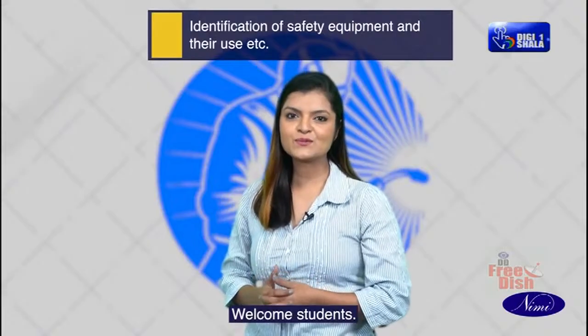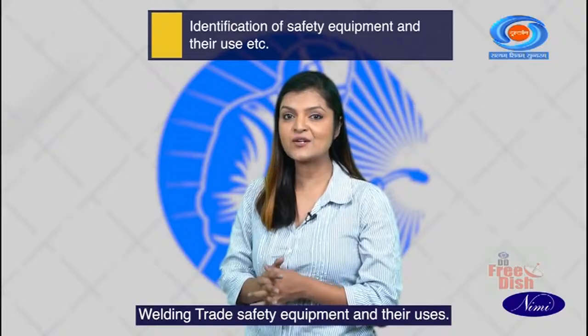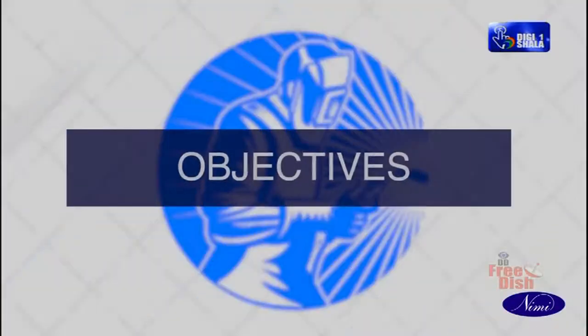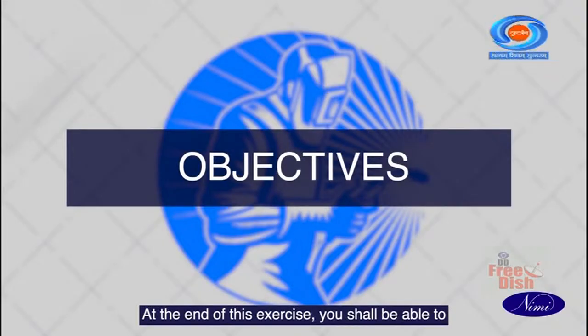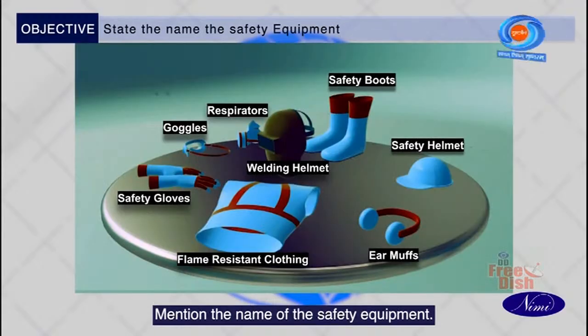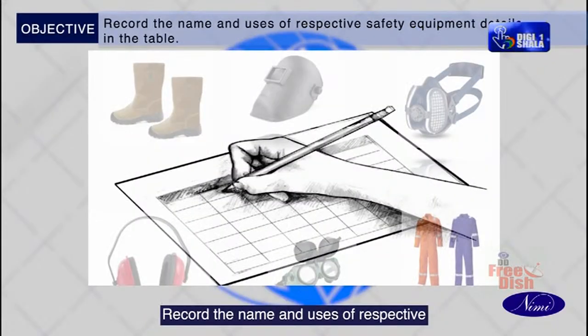Hello, welcome students. In this topic, you are going to learn about the welding trade, safety equipment and their uses. Objectives. At the end of this exercise, you shall be able to identify the safety equipment, mention the name of the safety equipment, mention the uses of the safety equipment, and record the name and uses of respective safety equipment details in the table.